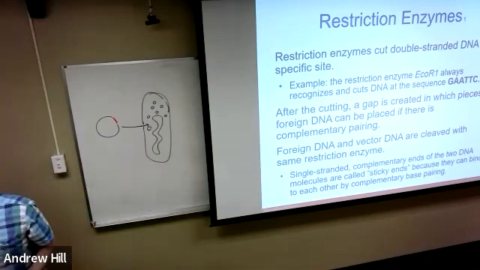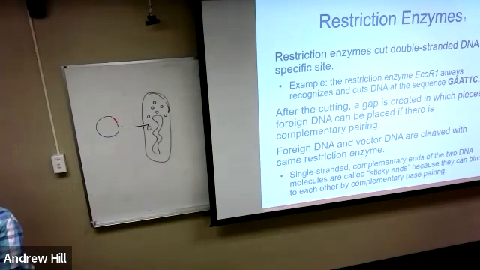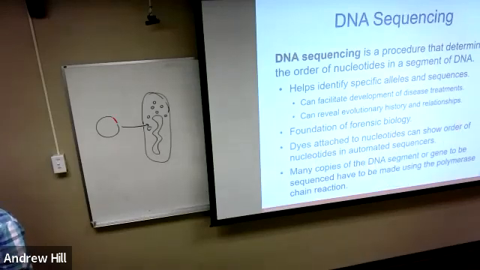All right, so now here's an example. The restriction enzyme EcoR1 always recognizes and cuts DNA at the sequence GAATTC. After cutting, a gap is created into which pieces of foreign DNA can be placed if there is a complementary sequence. Foreign DNA and vector DNA are cleaved with the same restriction enzyme. Single-stranded complementary ends of the two DNA molecules are sticky ends because they can bind to each other by complementary base pairing. Okay, so we talked about that initially already.